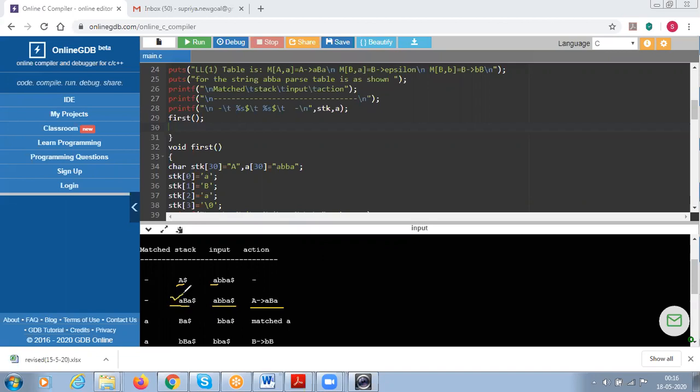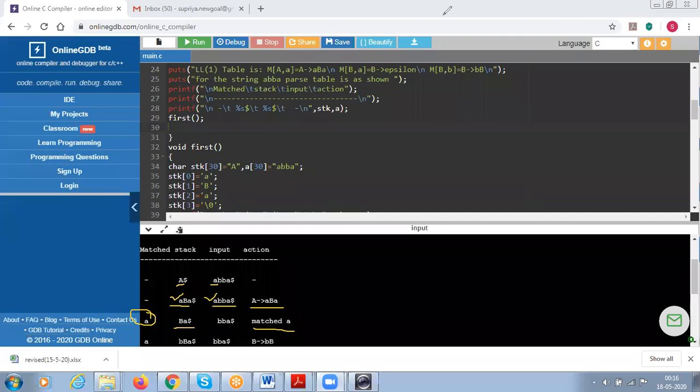Now small letter A in the stack and small letter A in the input string are common, so it is popped from the top of the stack and pushed onto the matched string. So A goes onto the matched string here. What remains in the stack is BA dollar, and the input is BBA dollar. My action that has been taken is matched A. I hope this part is understood.